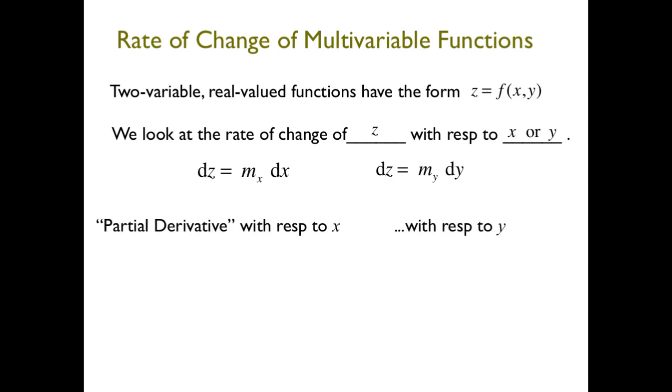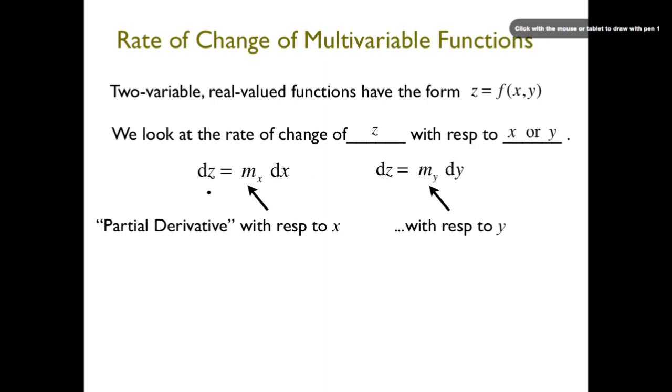And so we call those partial derivatives. We have a partial derivative with respect to x, and we have a partial derivative with respect to y. Now, for either one of those in isolation, what we just talked about all applies. So what does the statement dz equals mx dx, how does that explain what the partial derivative with respect to x is? How does this tell us what the partial derivative with respect to x means?